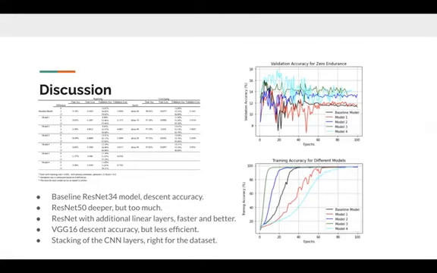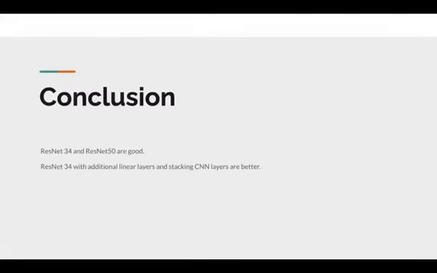The overall conclusion is that ResNet 34 and 50 are good, but could easily overfit. However, adding additional layers and stacking CNN layers could achieve better accuracy and save time.